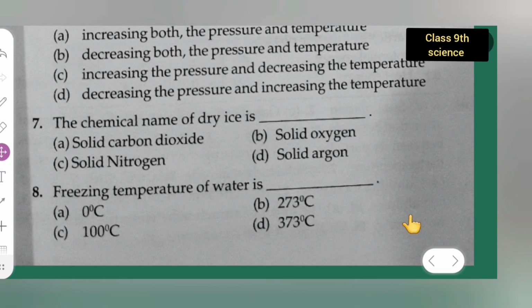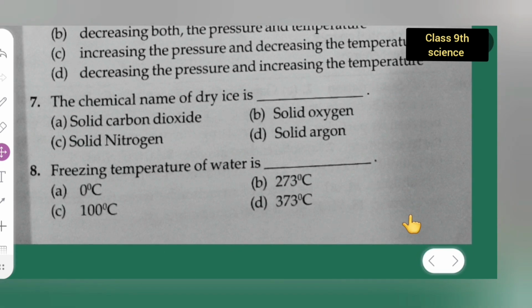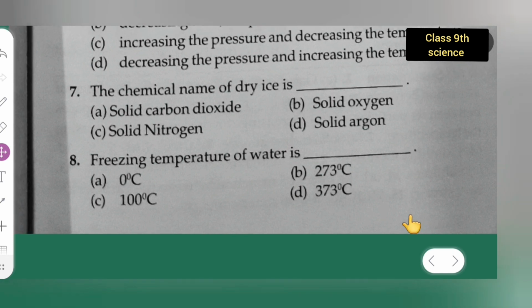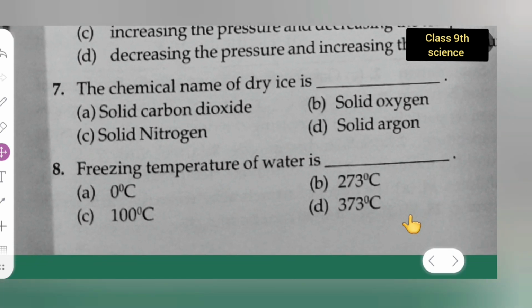So the next question is what? What is the chemical name of dry ice? Option A is solid carbon dioxide, B is solid oxygen, option C is solid nitrogen, option D is solid argon. The correct answer is solid carbon dioxide. So option A is the correct answer.